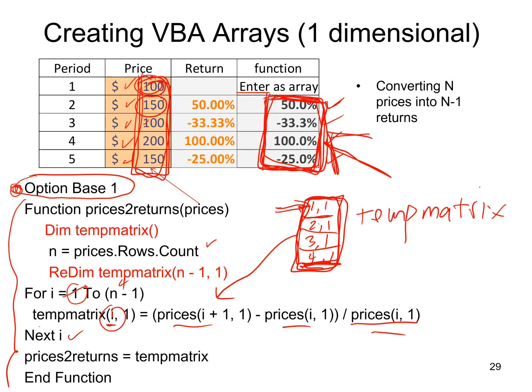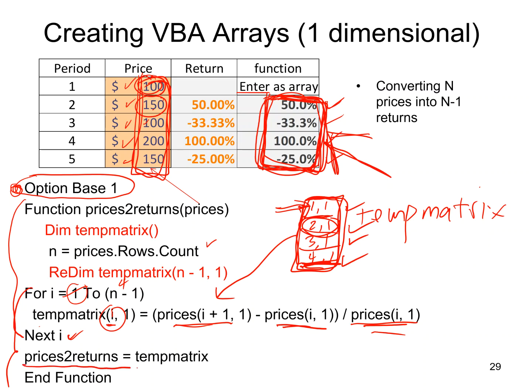Prices 2, 1. It's going to now do this one here. It's going to be the third price minus the second price over the second price, done. Next I, it's going to fill in temp matrix 3, 1 as the fourth price minus the third price over the third price. Next I, it's going to do the fourth one, and then it's done. It's populated temp matrix with these 4 values.